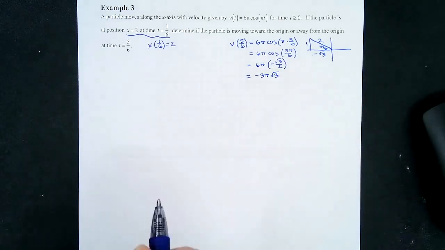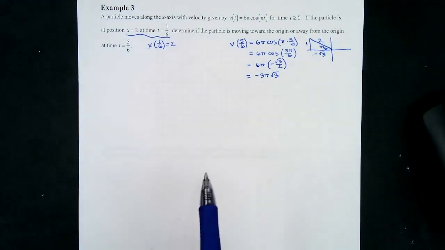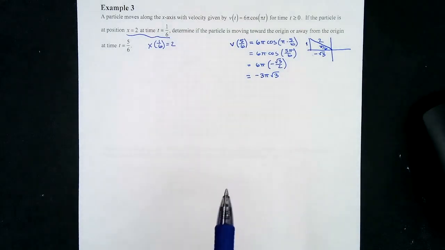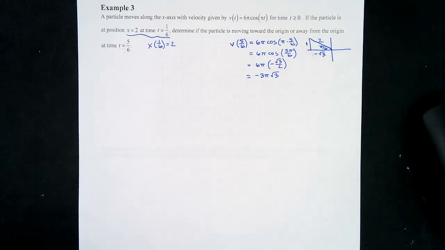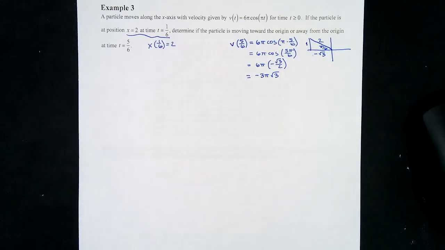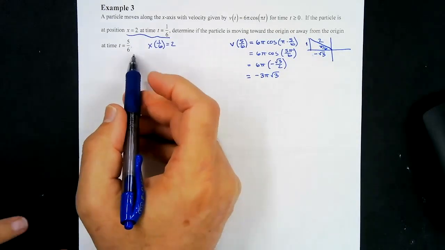So what does this mean? This is telling us that the velocity is negative, which in turn means we are moving to the left. If we're moving to the left, it depends on what side we're on. If we're on the left side, moving left, we're moving away from the origin. But if we're on the right side moving left, we'd be moving towards the origin. So now we've got to look at what the position is at 5/6.